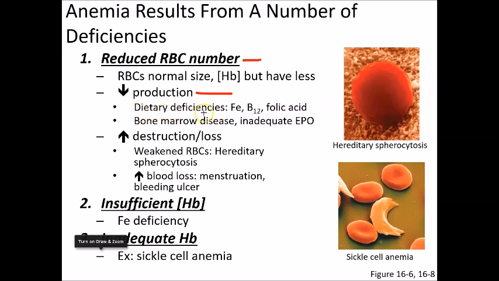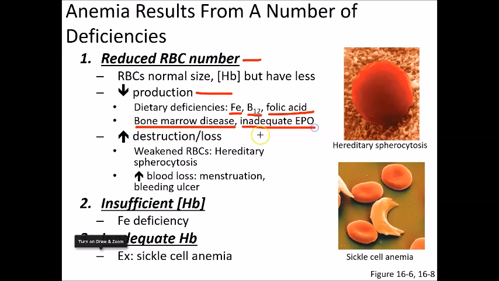We need certain things in our diet to make red blood cells. Iron, because that makes up the heme portion. Vitamin B12, remember we said we absorbed that earlier in the semester with intrinsic factor, and that's important. And then folic acid, all are important in terms of making red blood cells. It could be that you have some sort of bone marrow disease where you don't make enough red blood cells in your red bone marrow.